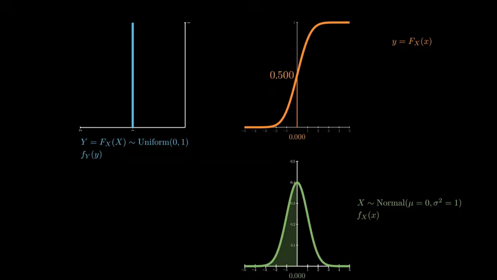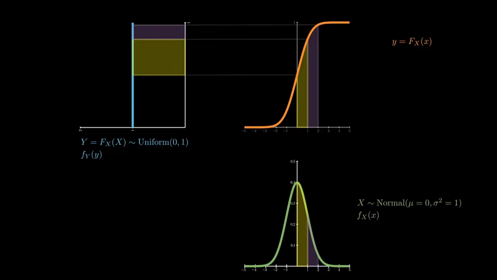Let's look at why, if a random variable x has the standard normal distribution, then the random variable y, obtained by plugging x into its own CDF, will have the standard uniform distribution. Picture two equal width x intervals, one near the center of the normal, call it yellow, and one out in the tail, call it purple.